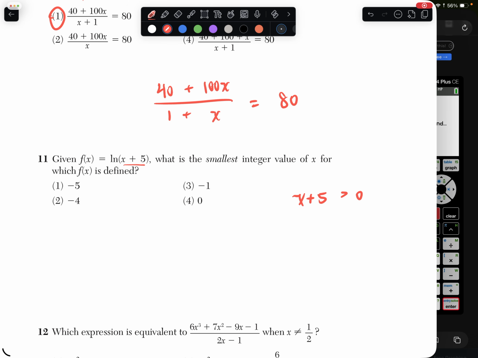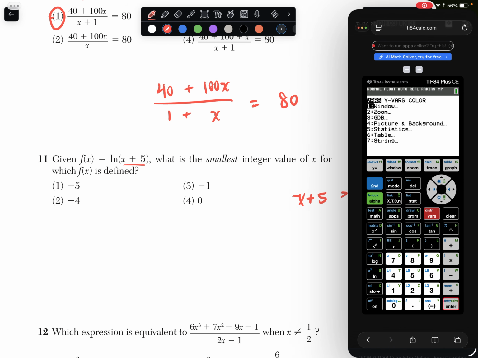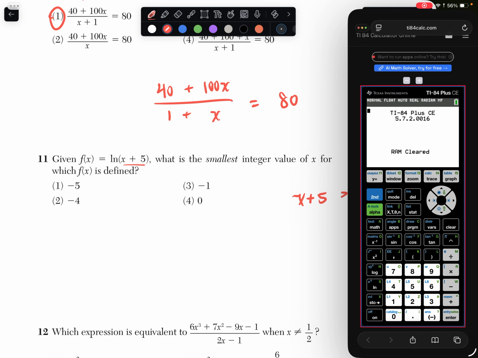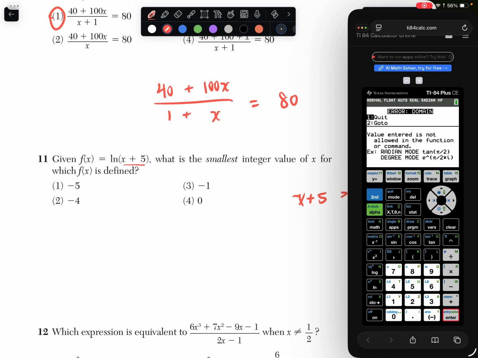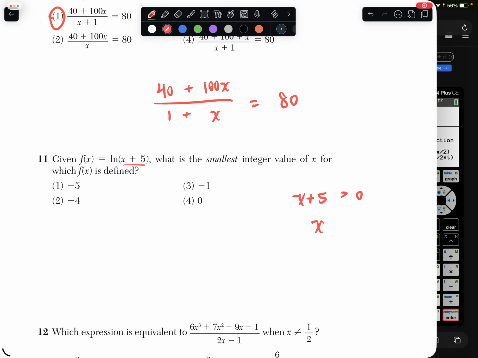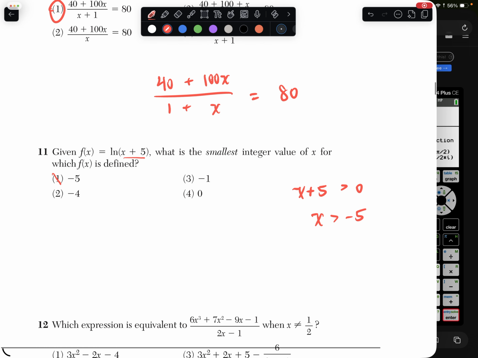Can't even be 0. If you plug in ln of 0 on your calculator, you get that it's not defined. There's an error, a domain error. So that means x is greater than -5. So the smallest integer value is not going to be -5, because it has to be greater than -5. So the answer is choice 2.